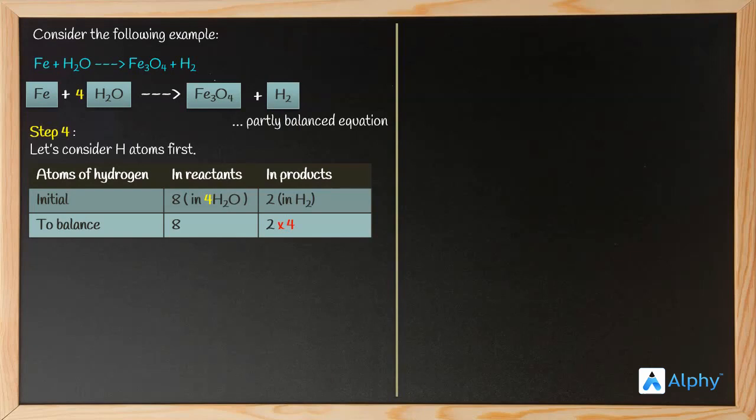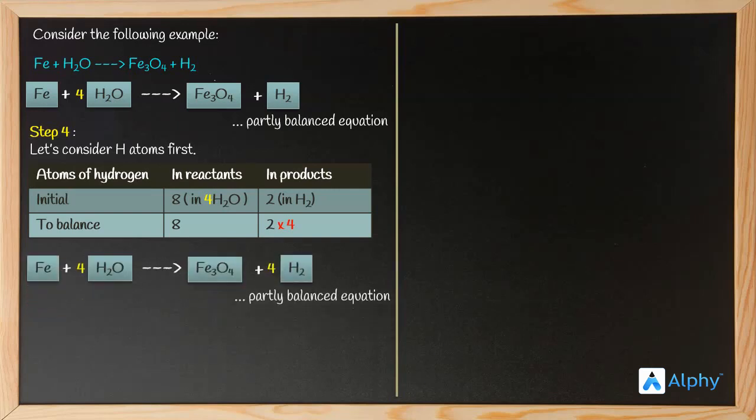Yes, 2 into 4 is 8, right? So we will multiply the coefficient of H2 on the product side by 4. So 4 into 2 becomes 8, and so the number of hydrogen atoms will become 8 on both sides. You can observe here in this partly balanced equation that we have multiplied the coefficient of H2, or hydrogen, by 4.